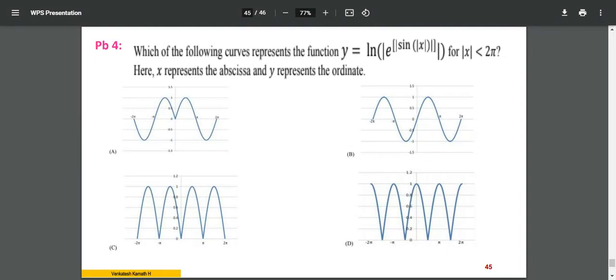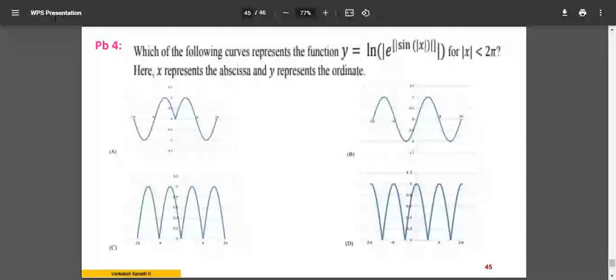Which of the following curves represent the function y is equal to, with the y-axis and x-axis? Two things are there. You may not be able to see the values there, but I'll give you the values so that you understand. The equation is y is equal to ln. All the lines you can see here are modulus. All are modulus wherever you see it.